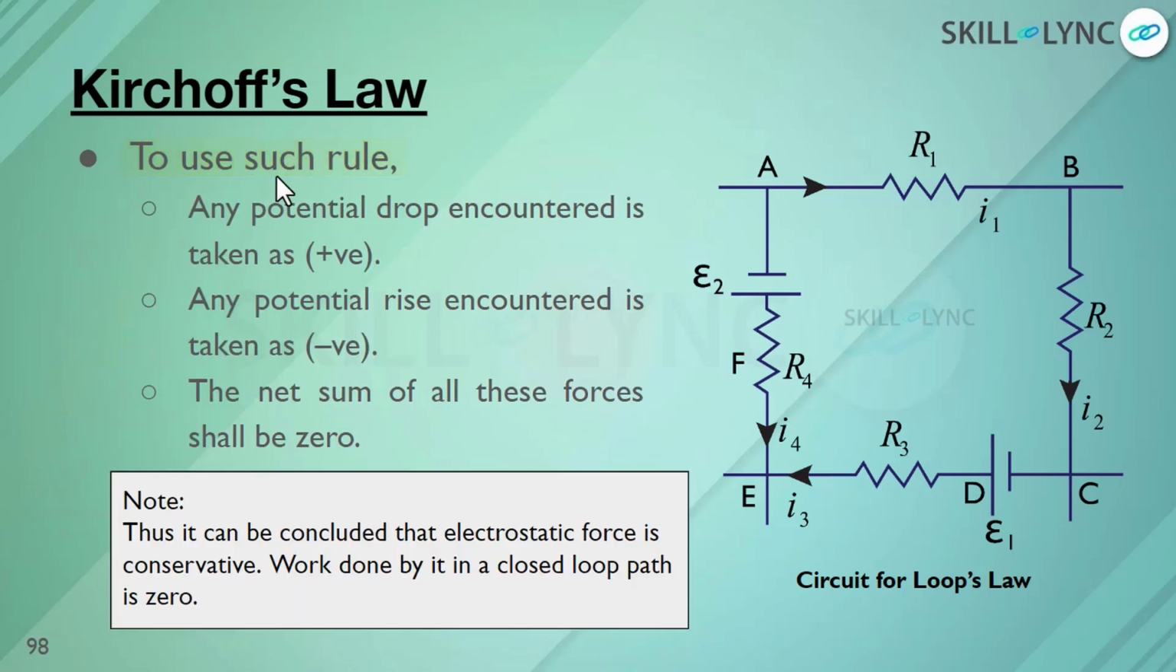To use such a rule, we also need to consider the following points. Any potential drop encountered is taken as positive. Any potential rise encountered is taken as negative. The net sum of all these shall be 0. Things to be noted: it can be concluded that electrostatic force is conservative. Work done by it in a closed loop path is 0. Thus, since the work done in a complete closed loop path is 0, electrostatic force can be considered a conservative force.